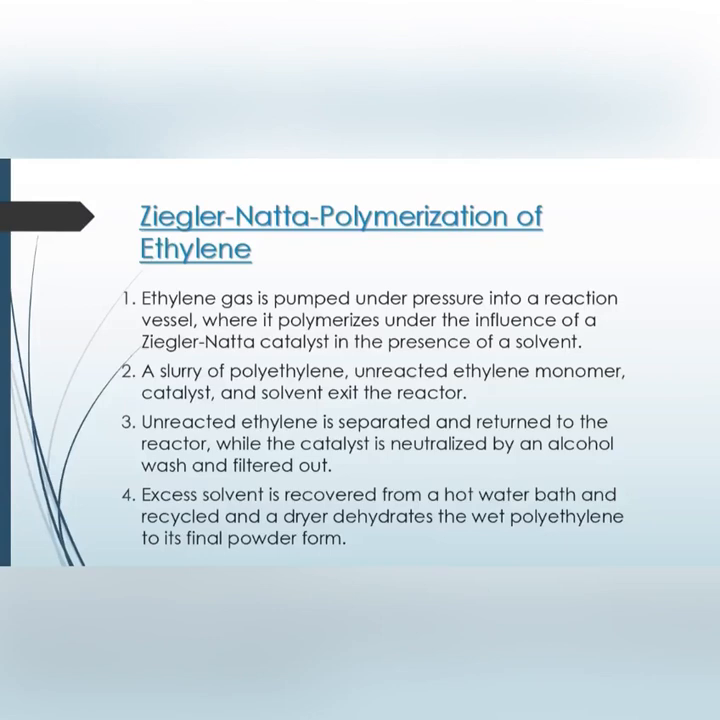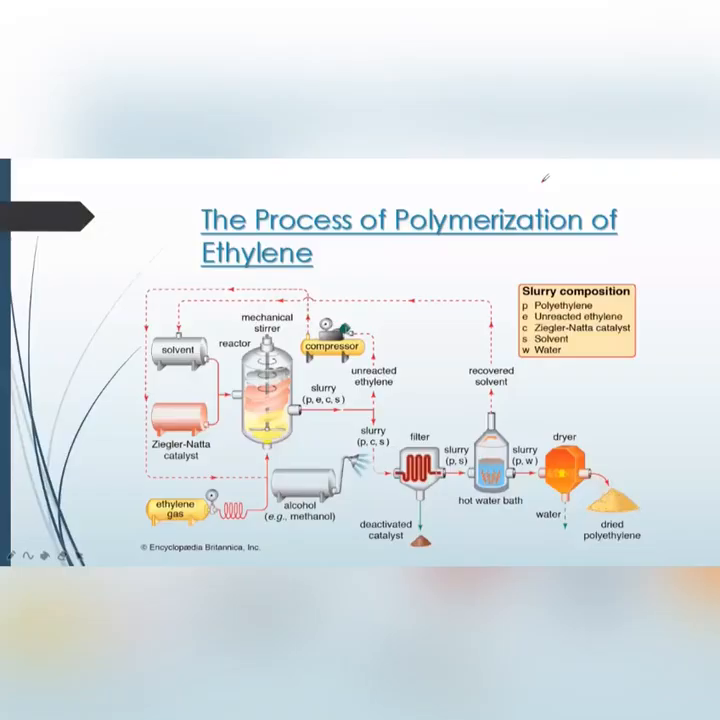So let's go to the previous slide. Here is the whole process of polymerization of ethylene, which includes the Ziegler-Natta catalyst. For my previous explanation, this all started from here. The ethylene gas is pumped out and goes into the reactor, but at the same time, the Ziegler-Natta catalyst and solvent are also entering the reactor. Therefore, there will be three substances in the reactor, and they will be stirred by the mechanical stirrer.